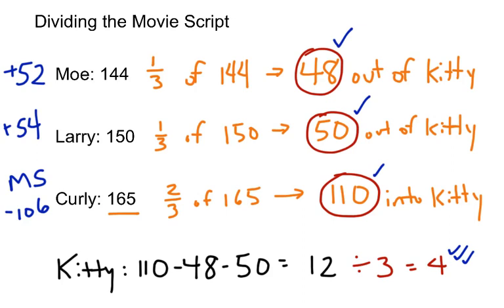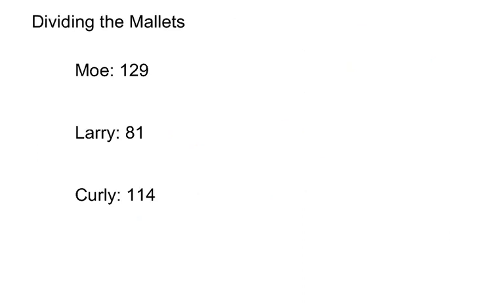Now let's move on to dividing the collection of rubber mallets. In dividing up the mallets, the first thing we have to do is remember who gets them. And Mo had the highest bid, so Mo is going to get the collection of mallets. Just like before, there are 3 people involved in the division. Mo has to pay the other 2. So 2/3 of his bid of $129 goes into the kitty. So that means that Mo has to put 86 into the kitty.